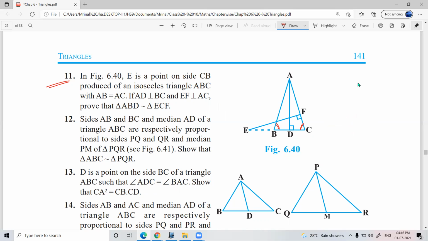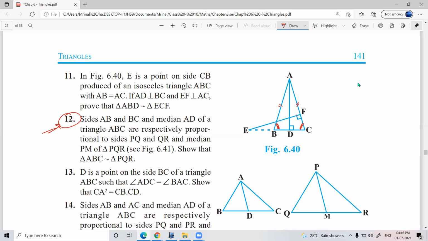Okay, so anyone wants me to write this? This is very straightforward. One of the angles is 90 degrees and the other one, because of the isosceles triangle, this angle B will be equal to angle C. So B corresponds to C and D corresponds to F. So of course A and E will be equal. Confirm, guys, everyone understands this? Can I move on to the 12th question? Yes, sir.